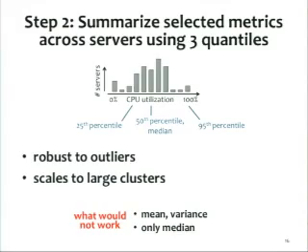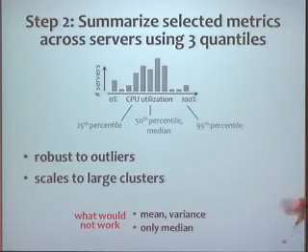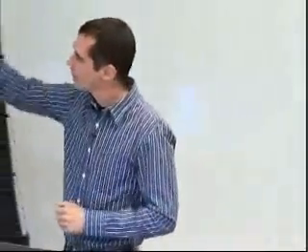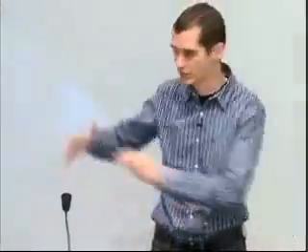What we tried, and that wouldn't really work, is using, say, mean and variance of these metrics, because these are really sensitive to outliers, and a single server could significantly affect the values of these. We also tried using just the median, but in some cases that didn't give us enough information about the distribution of these values, and we had to add a few more quantiles.